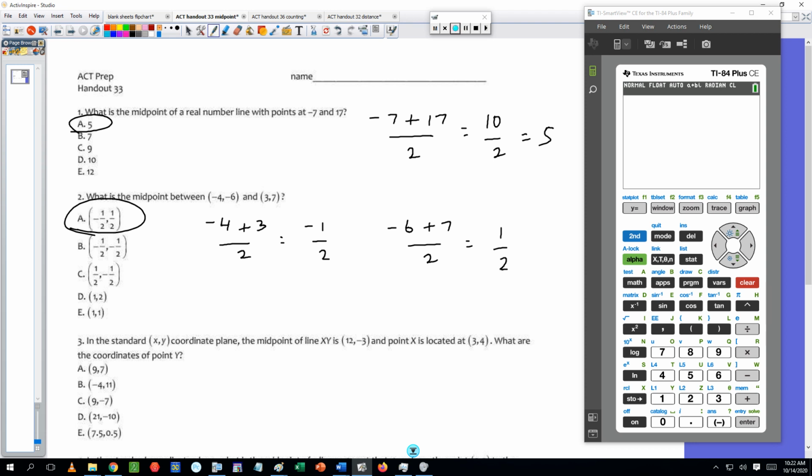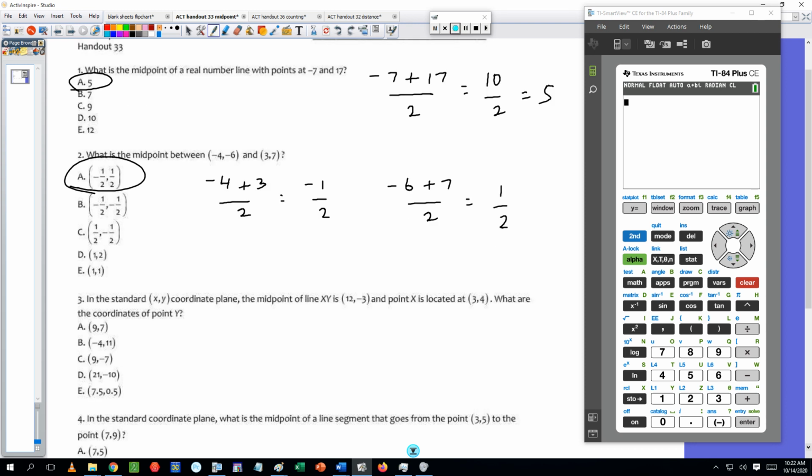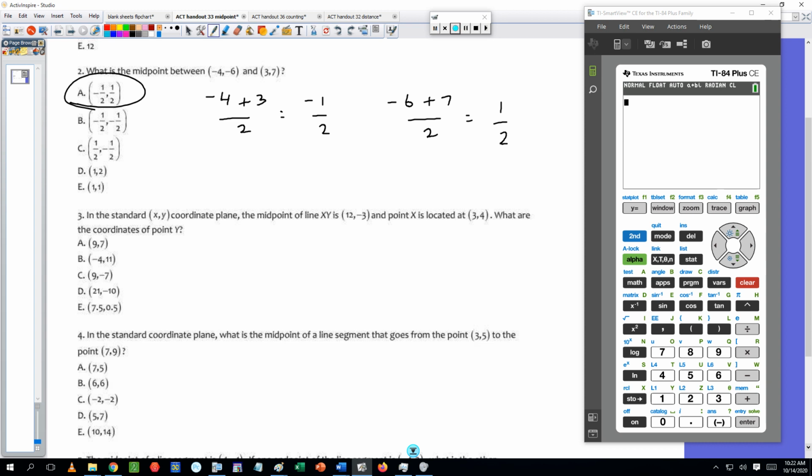In the standard XY coordinate plane, the midpoint is, so here we have the midpoint and we have one of the points. So what are the coordinates for y? Let me scroll down a little bit. How I would do this problem is I would look at where the x is, and x is at 3, 2, or 3, 4. Look at your midpoint and try to figure out where your y is.